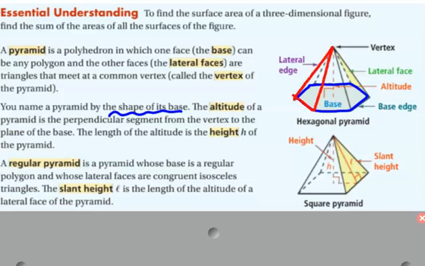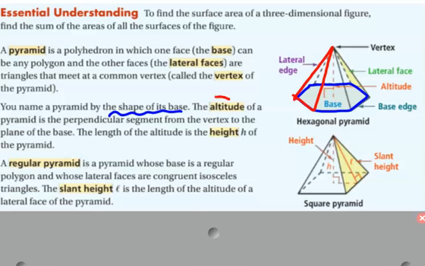That's different from prisms. Prisms had two bases, so it would have two hexagons, and then all the lateral sides would be rectangles. Now they're triangles, which is going to change our LA formula just a bit. There's two different kinds of heights of a pyramid, and one of them you want and one of them you don't want. So it does matter which height they give you.